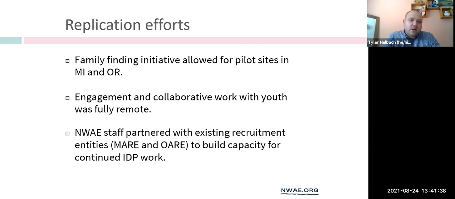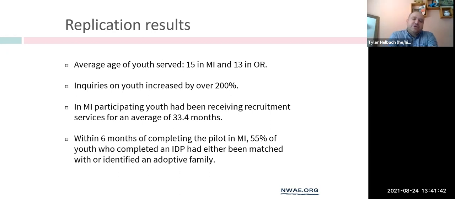Can you do next slide? Thanks. As I mentioned, the intervention or program, especially during this period, was really geared towards teens. We worked with youth who were an average age of 15 in Michigan and 13 in Oregon. And then we have concurrent goals of permanency, engagement, empowerment.